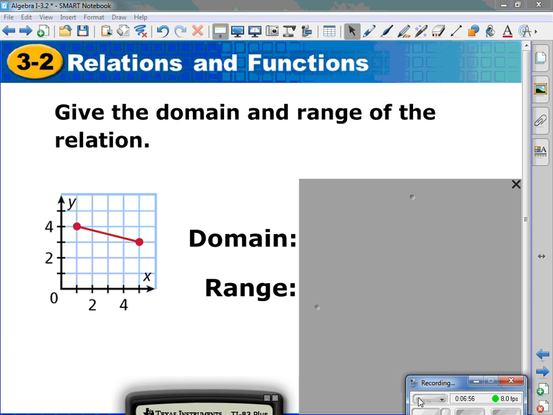Now I have give the domain and range of the relation. So copy this chart down as best as possible. This is going to be a good one to have in your notes.